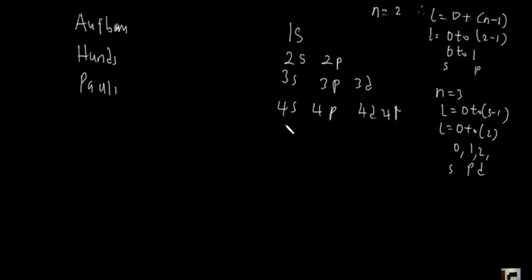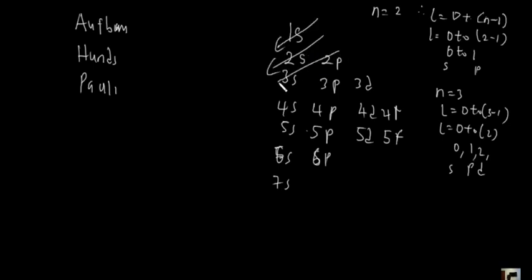Then we have 5S, 5P, 5D, and 5F. You also have 5G, basically, but we're going to be stopping here for now. So you have 6S, 6P, 7S. Now, to find the order of increasing energy level, just go like this, slant, like this, like this. So just draw your slant line, and then we have the order written.